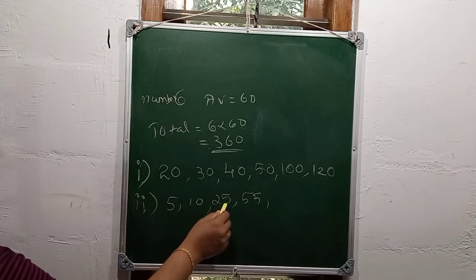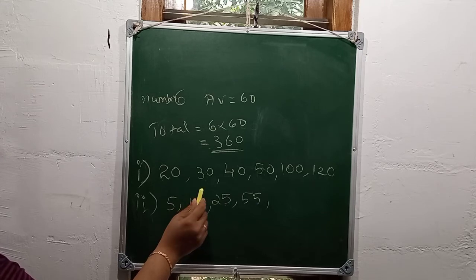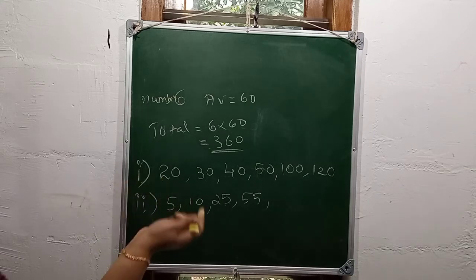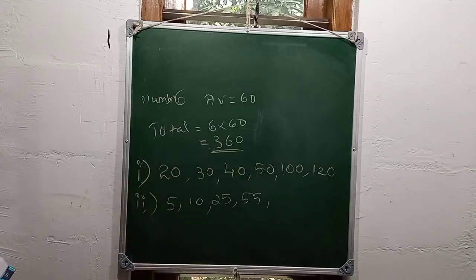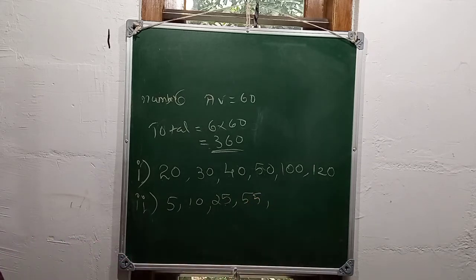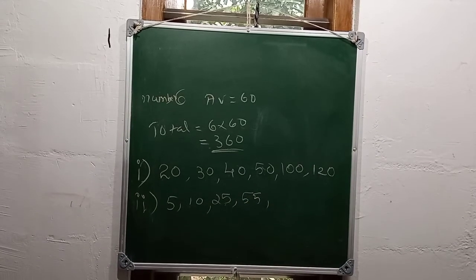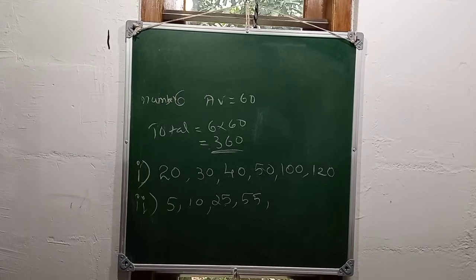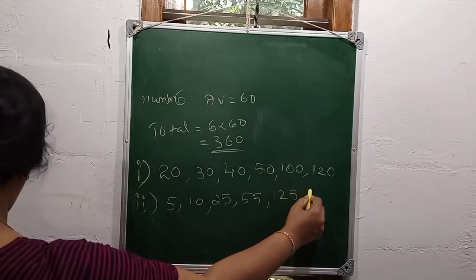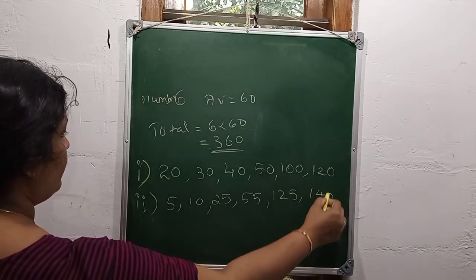5 plus 25 is 30. 30 plus 10 is equal to 40. 40 plus 55 is equal to 95. So 95 only here. Then 360 minus 95. We should add two more numbers whose sum is equal to, what is the sum? 265. So here I'm going to write two numbers: one is 125 and the other is 140.